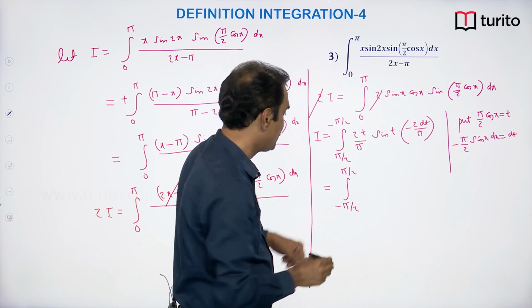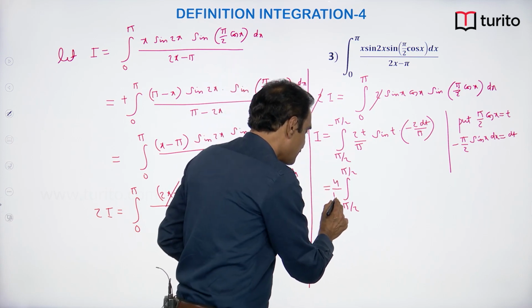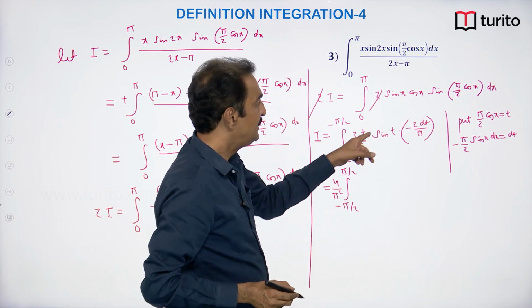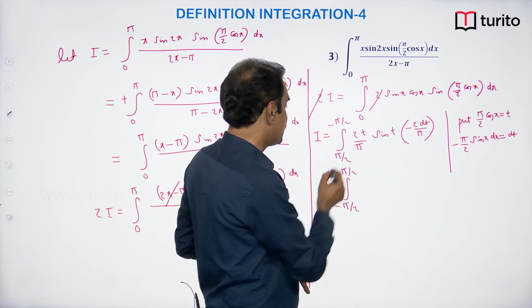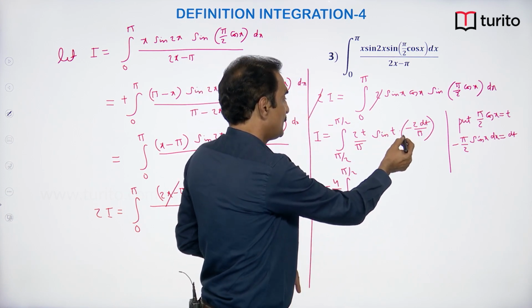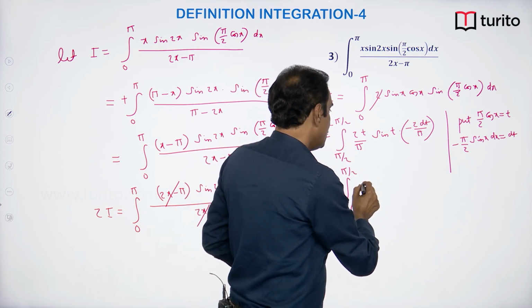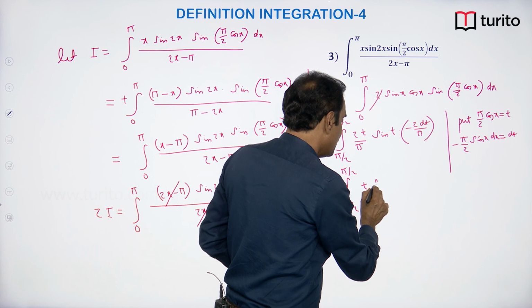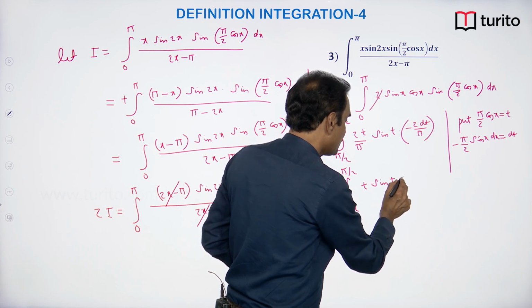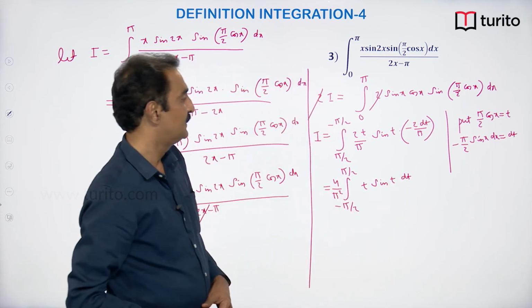2 by pi into 2 by pi, 4 by pi square. t, another 2 is also there, so 8 by 4 by pi square into t sin t dt. Okay.